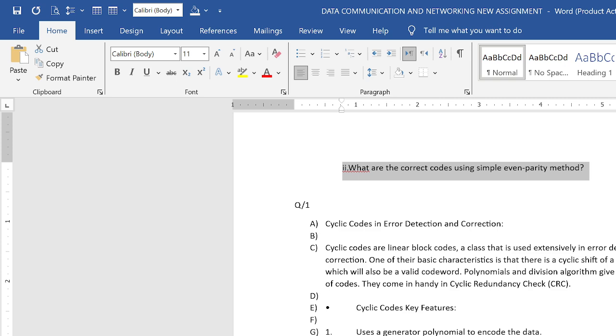Error detection. Cyclic redundancy check (CRC) is an example of a cyclic code used to detect errors. It works by dividing the message polynomial by a generator polynomial and appending the remainder as a check value. Error correction. Some advanced cyclic codes like BCH codes can correct multiple errors by determining the error positions. And then I'll go to part B, concept of redundancy.